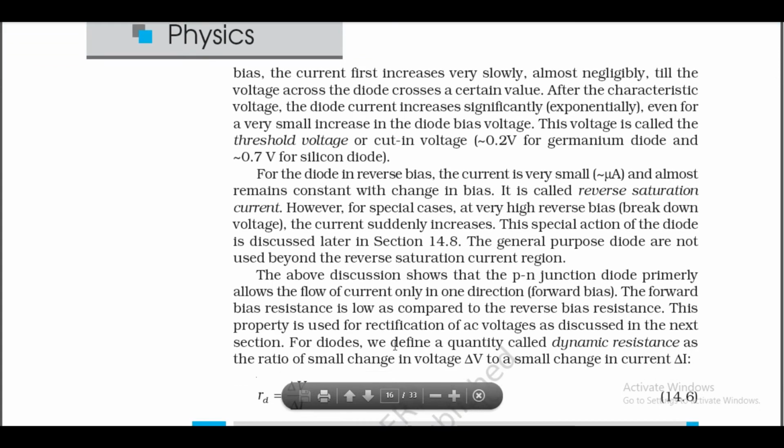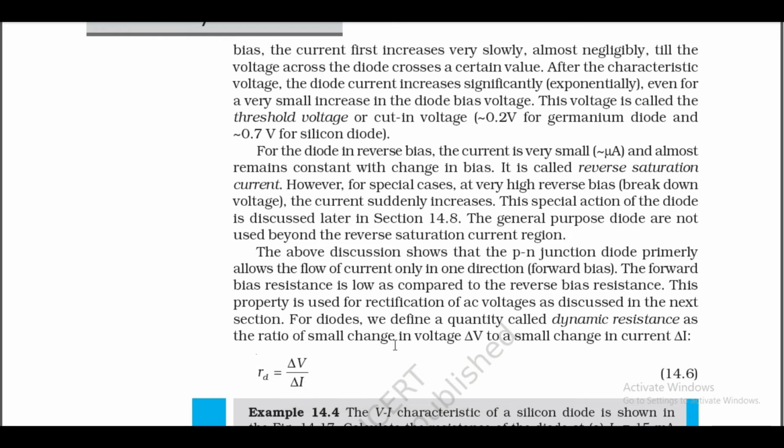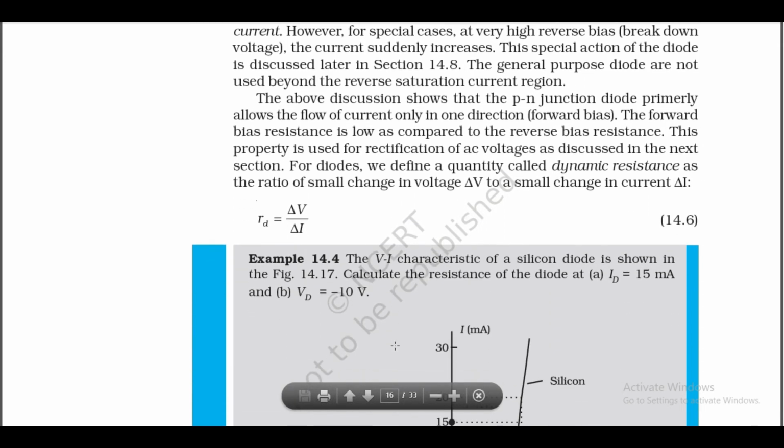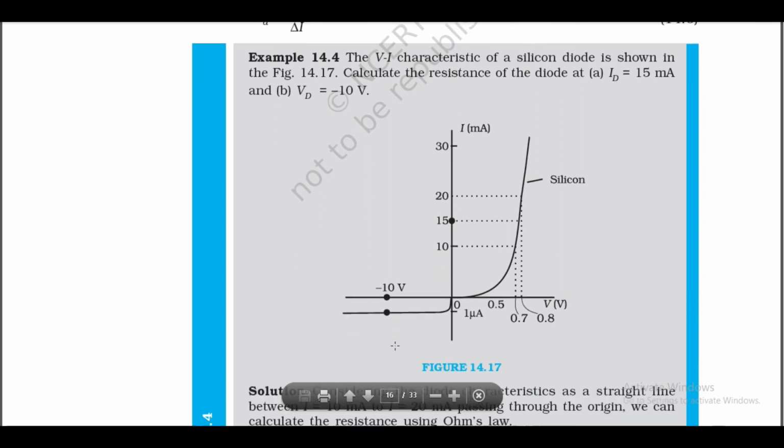The above discussion showed that the PN junction diode primarily allows the flow of current only in one direction, forward bias. The forward bias resistance is low as compared to the reverse bias resistance. This property is used for rectification of AC voltage, as discussed in the next session. For diodes, we define a quantity called dynamic resistance as the ratio of a small change in voltage, delta V, to a small change in current, delta I. R_D is equal to delta V by delta I.